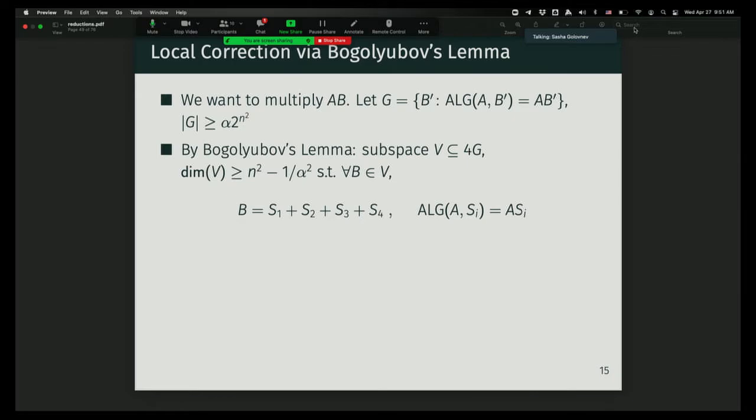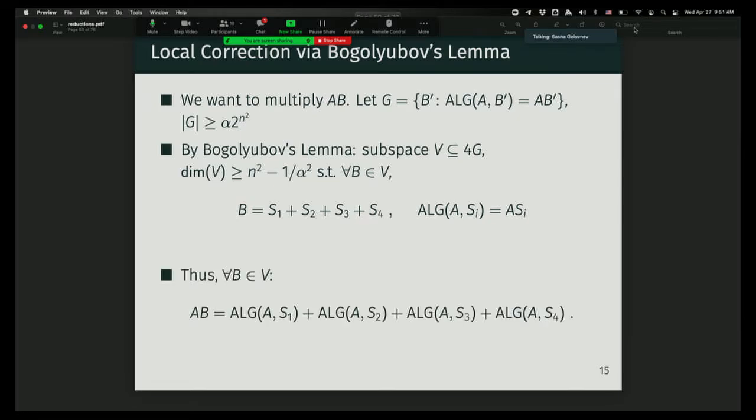So I can write B as a sum of 4 matrices, and for each of these 4 matrices, I can compute the product correctly. So whenever I want to multiply A by B, I can just compute S1, S2, S3, S4, and multiply A by S1, S2, S3, S4. I know for sure the average case algorithm works for them correctly. So it will give me the correct product. Okay, that's just the first step.